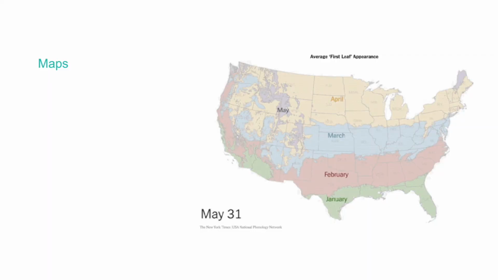Our first example that we're going to look at are maps. We're all familiar with these. We see them every election cycle and every time we bring up Google Maps. They are obviously used when there's a geographic element to the data.